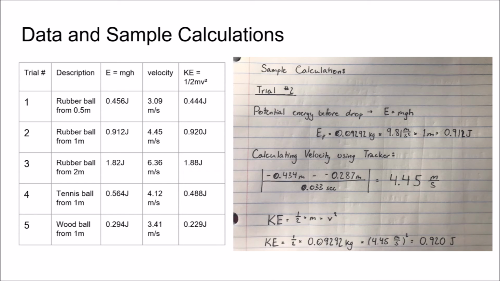Here is the sample data that we collected from our experiment, as well as a sample calculation that shows how we calculated the kinetic energy of the rubber ball after being dropped from 1 meter. The velocity values that we used to calculate kinetic energy were determined using Tracker, as mentioned on the previous slide.